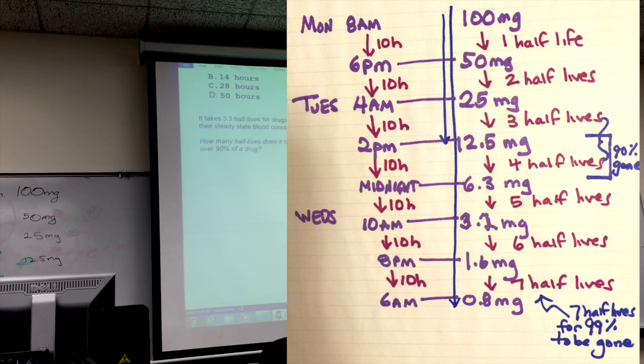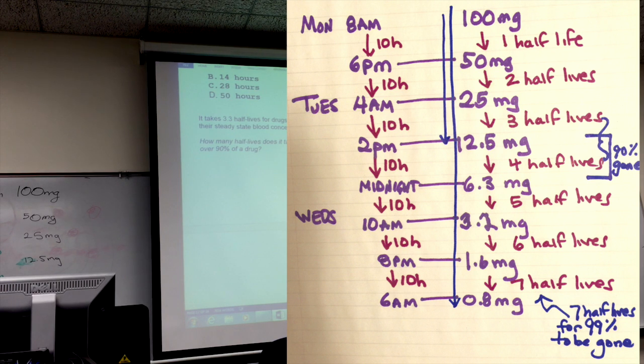See where I'm going with this? Right, 10 hours later, that's 8 p.m. Now we have 1.6 left. And then 10 hours after that is 6 a.m. on Thursday, which is 0.8, which is less than 1, right?